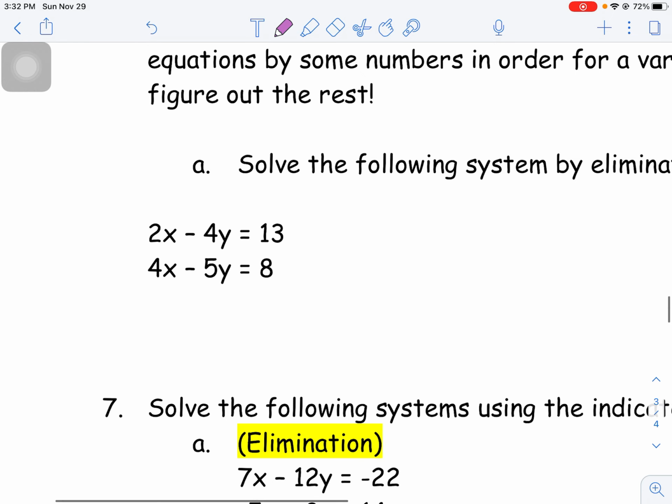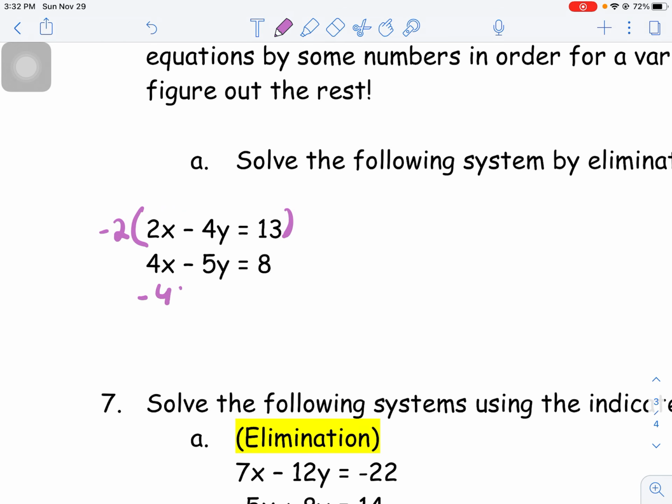So what we want to try to do is eliminate the x's out of the equation or the y's out of the equation by adding the two equations together. In order to do this, we usually have to manipulate the equation. In this case, I find it easier to eliminate x's, because if I multiply the top equation by -2, that gives us negative 4x plus 8y is equal to negative 26.